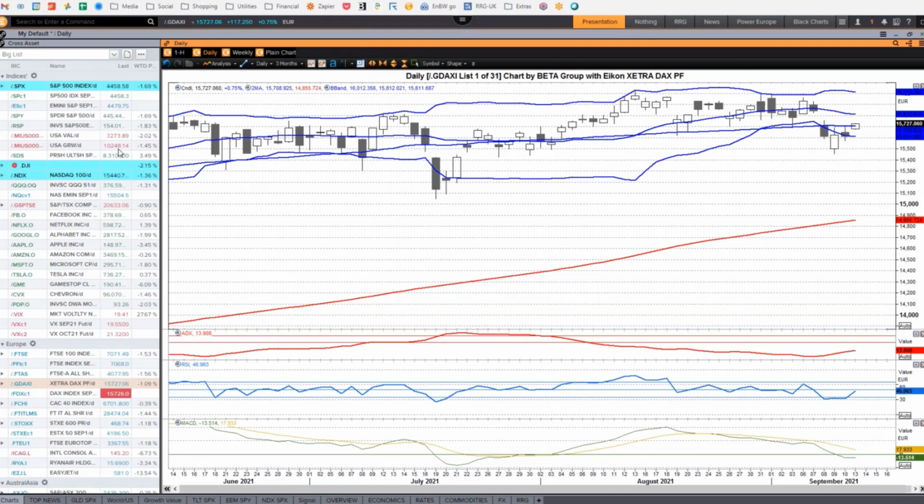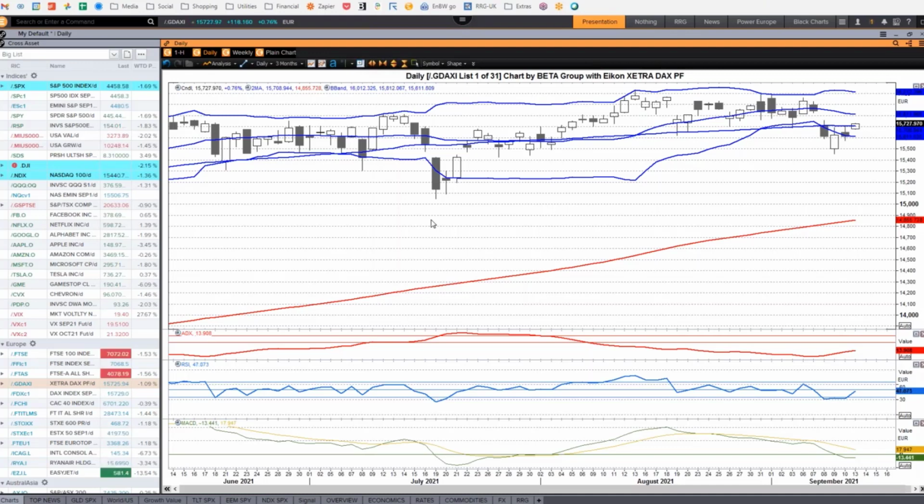It steadied, found some support there from this area back here in June. But if it does break that during the week, then I'd look for a test of the 15,050 level there. And we do not want that to break, otherwise the sell-off will accelerate.